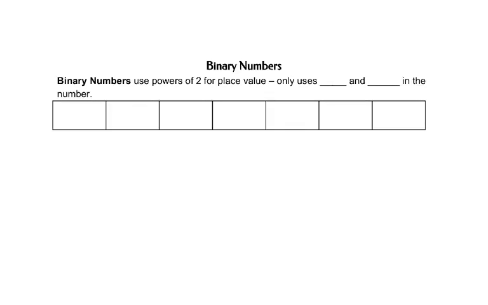So binary numbers use powers of 2 for place values. Because it's binary, bi means 2, so that's why we have powers of 2. But it also means we only have 2 numbers. We only use 0 and 1 to write our numbers. So our first number over here would be 2 to the power of 0, and then 2 to the power of 1, 2 to the power of 2, 2 to the power of 3, 2 to the power of 4, 2 to the power of 5, and 2 to the power of 6.